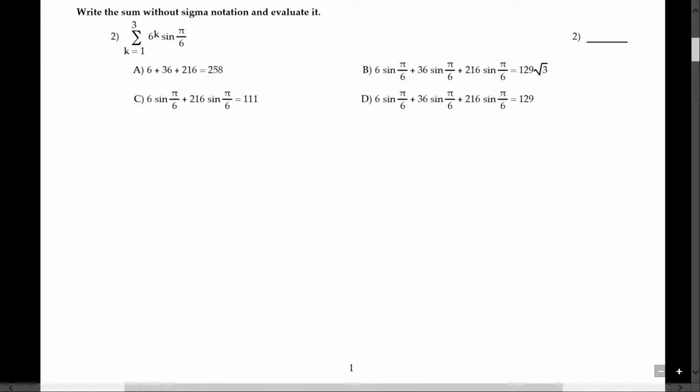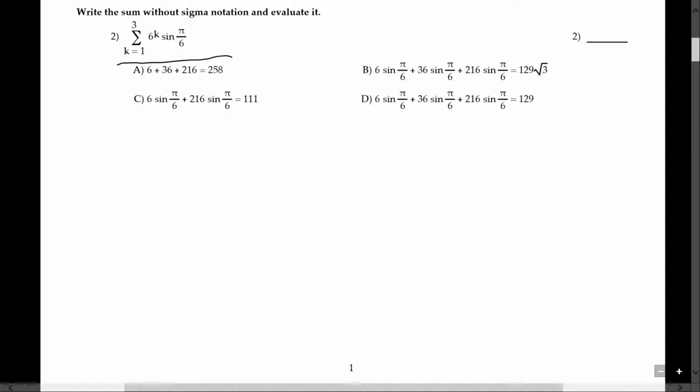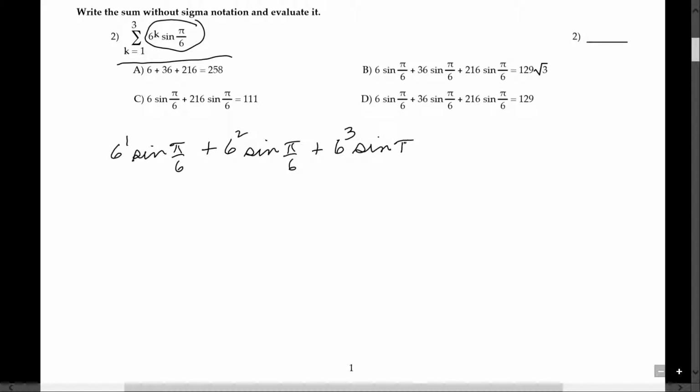Problem 2, we want to do this summation for k equal 1, 2, and 3. So we're going to put k equal 1, 2, and 3 into this expression and sum them up. So we will get 6 to the first power sine of pi over 6 plus 6 to the second power sine of pi over 6 plus 6 to the third power sine of pi over 6.